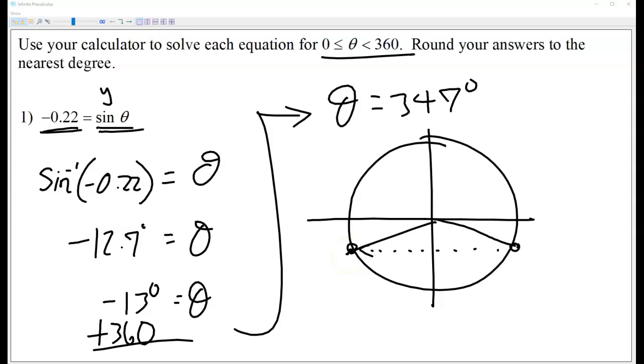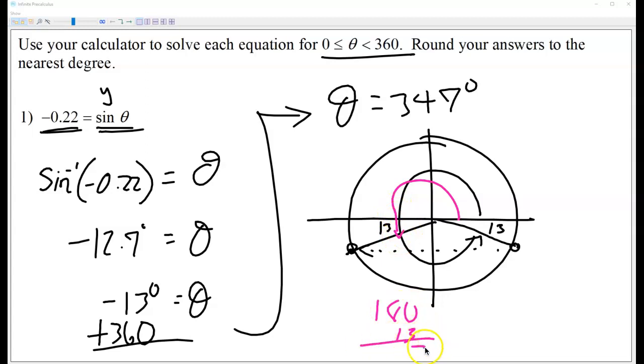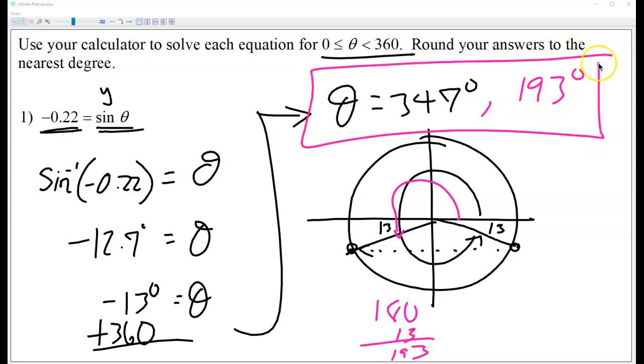So from there, we want to go ahead and use our symmetry. I know that this is 347 degrees. I know that this is 13 degrees. Therefore, over here, this is 13 degrees. So if I wanted to find this other angle over here, that'd be 180 plus 13. So we end up with the second angle as 193 degrees. Okay, and so that's how you'll do it.